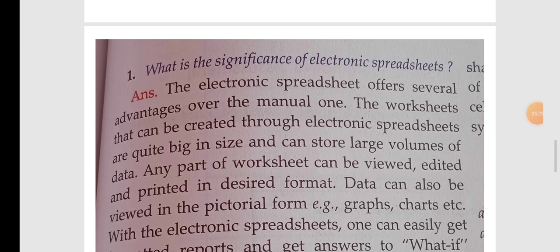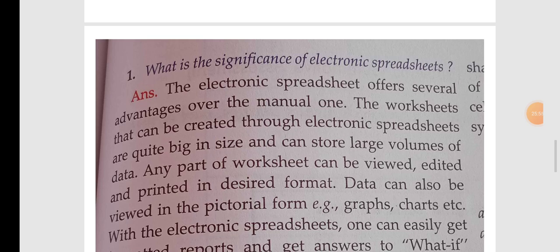The electronic spreadsheet offers several advantages over the manual ones. A spreadsheet is nothing but a combination of rows and columns, where rows and columns intersect each other and we get a space that is also called a cell, and we put the data into that cell. This is done electronically, so that's why it is called an electronic spreadsheet. One of the most common software is MS Excel.